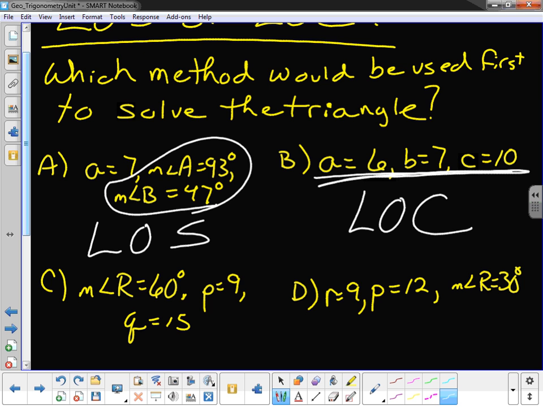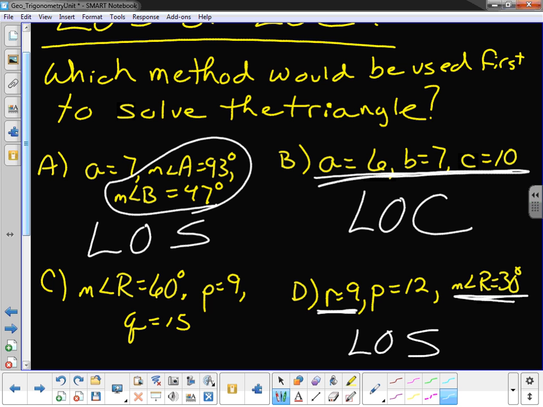Is there a combination of letters? I have an R and an R in D. Two R's means I have a full ratio. So this is a law of sines. So this would be one I'd have to check for an ambiguous case on. Okay, now look at the other one.